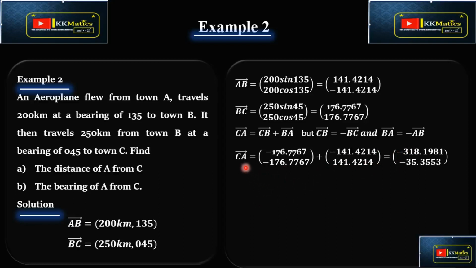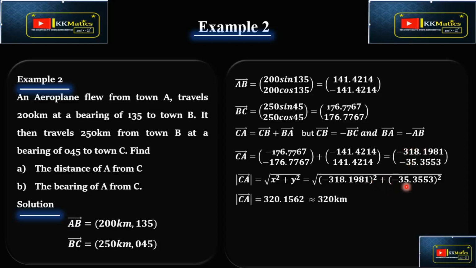And then the next thing we do is we have to find the absolute value, or the magnitude, of the vector CA. The magnitude is the same as the distance. So the distance of A from C, we have to quote the formula, which is the square root of x squared plus y squared. From quoting that, the next thing we do is substitute the x value, and we square the x value and square the y value, and that's what you see on your screen there. After that, punch it on your calculator and it gives you an answer, and our answer is 320 kilometers approximately.